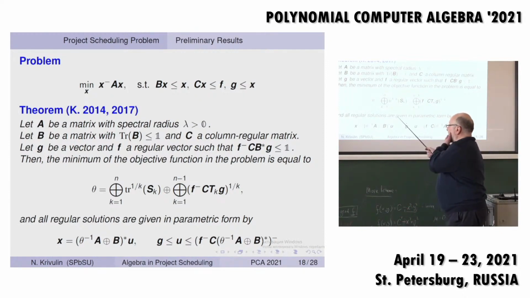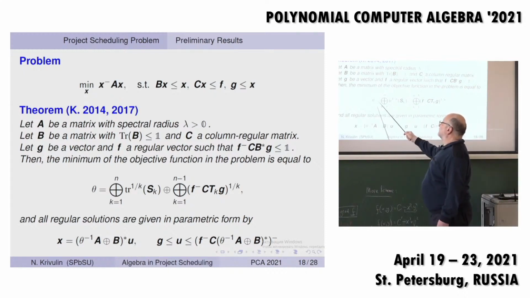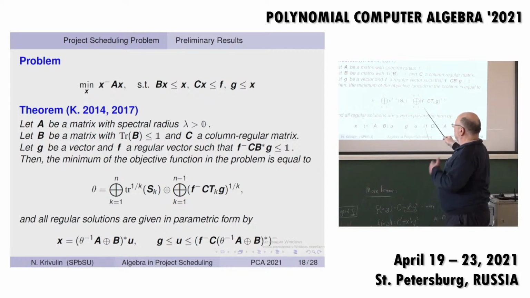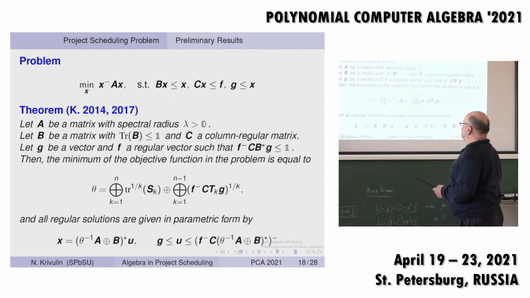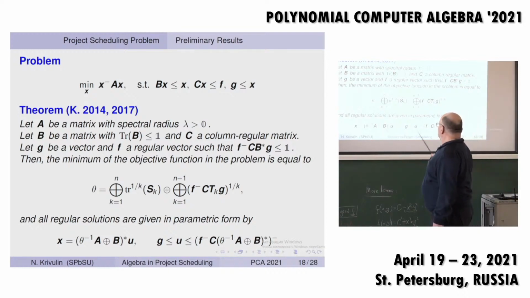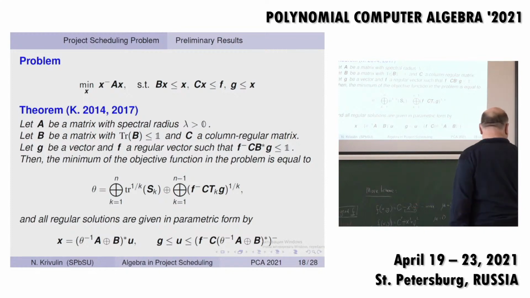Now we can look at the solution. The minimum in the problem is represented as this sum, using this expression, and all regular solutions can be represented in parametric form. Here u is a vector of parameters, and you know what the other elements of this representation can mean.